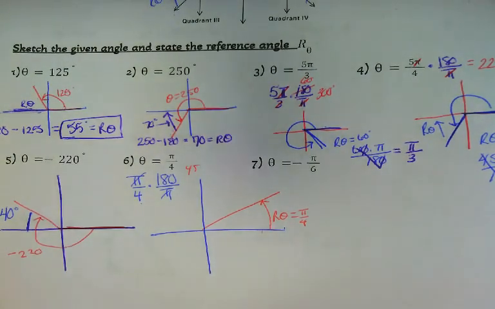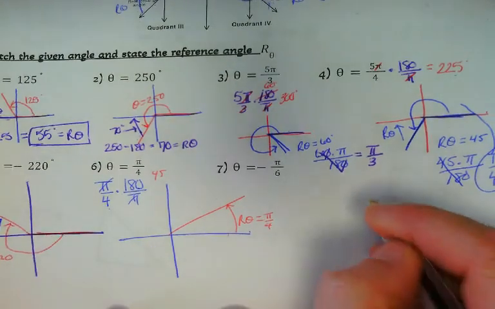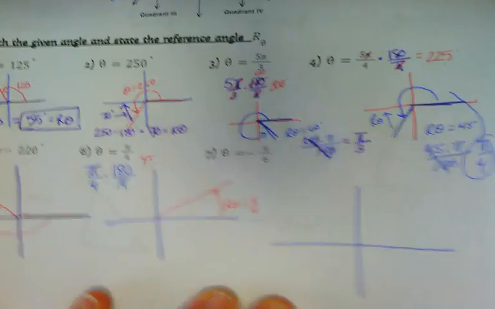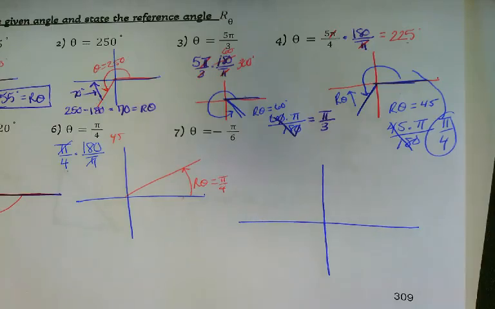All right, you got number 7, negative pi over 6. Negative pi over 6. Put it to degrees, go ahead.